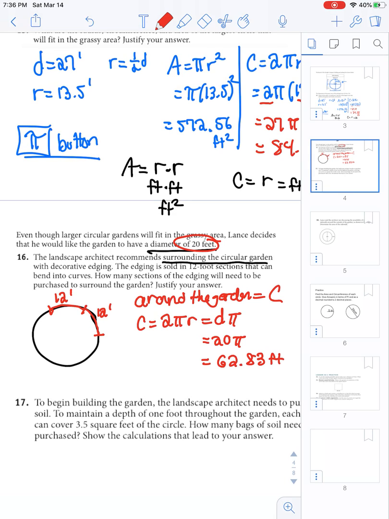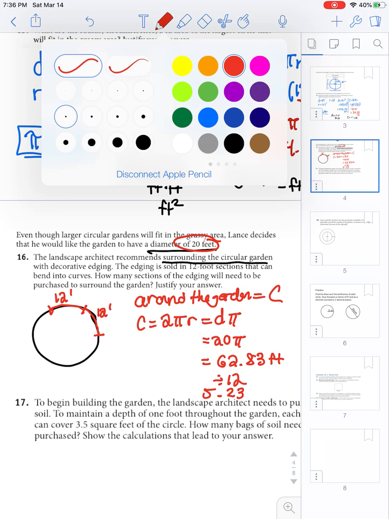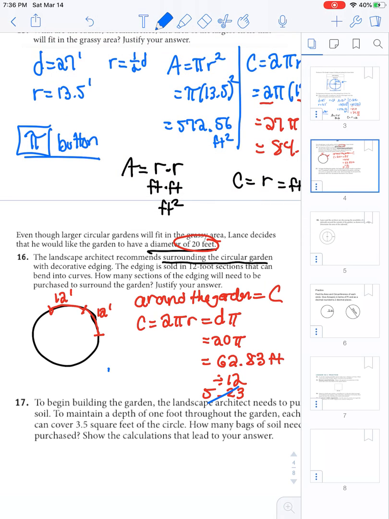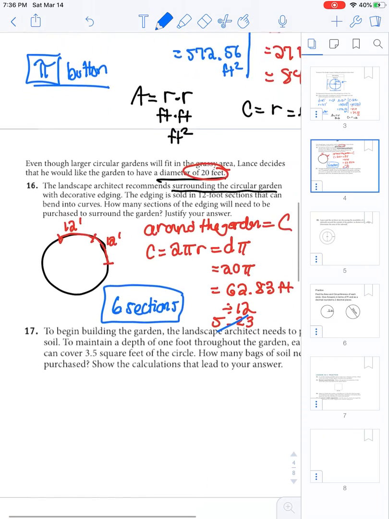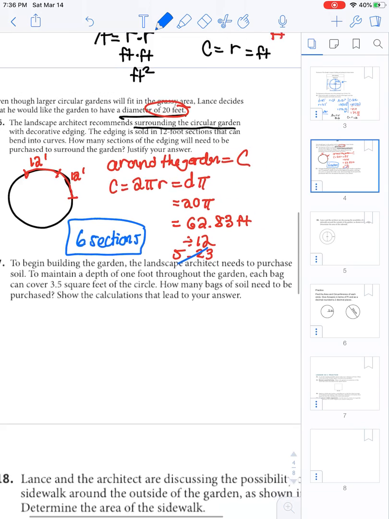Now remember that we have these 12-foot sections, so I need to decide how many 12-foot sections are in the 62. If we divide by 12, we'll come up with about 5.23. We can't buy 0.23 of a section, so when we round that up, our final answer is that we'll need 6 sections of fencing to surround the garden. And that'll give us a little bit of extra in case there are some errors.